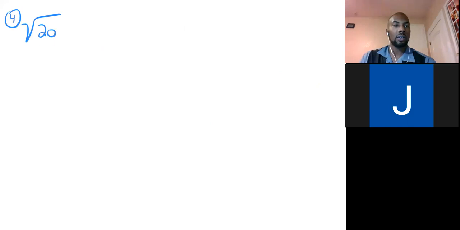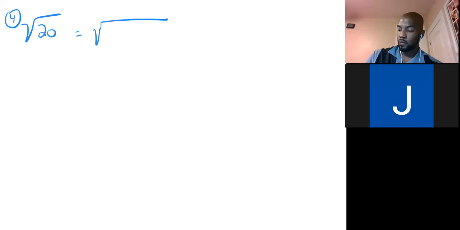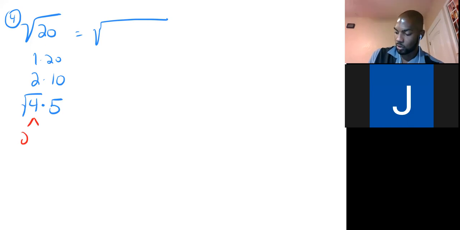Section 2, we are simplifying some radicals. If we had rad 20 for number 4, how do I simplify that? I simply try to figure out what perfect squares go into 20. Well, 1 times 20, here are the factors. 1 times 20, no perfect square there. 2 times 10, no perfect square. 3 times, nothing. 4 times 5, there is a perfect square. It's rad 4, because rad 4 comes out perfectly to 2 times 2.